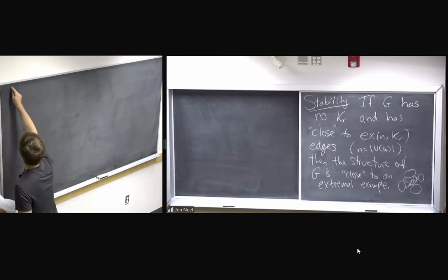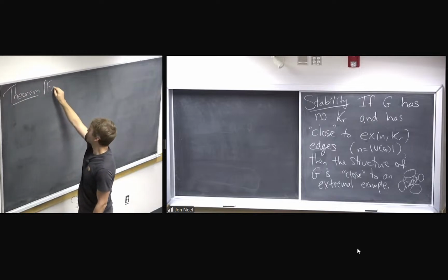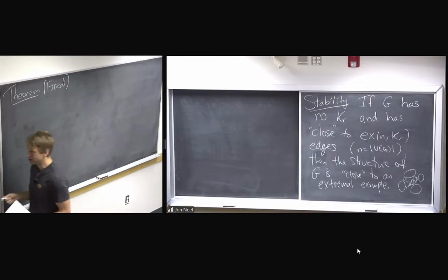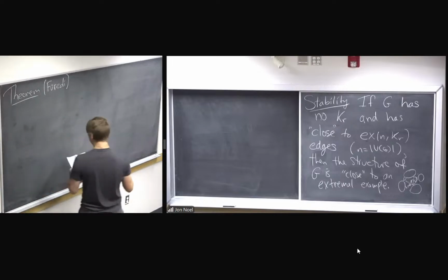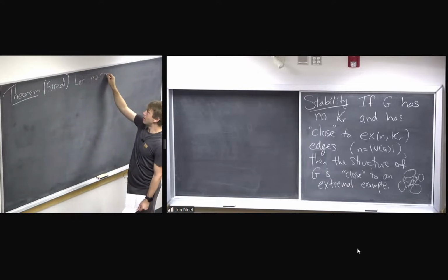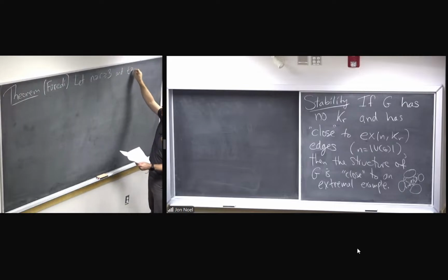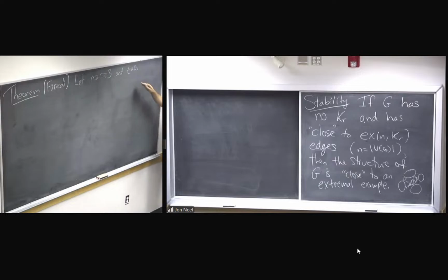This specific statement was first proved by Füredi, I think in the early 2010s or something. So the statement is as follows. Let n be at least r, which is at least 3, and let's say t is at least 0. The parameter t is going to represent how close we are to the extremal number of edges.